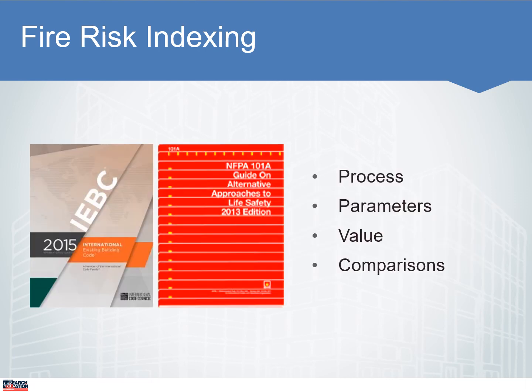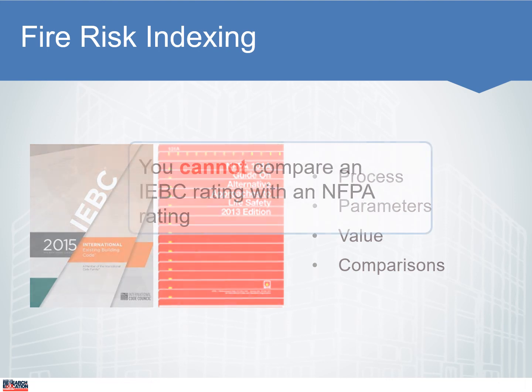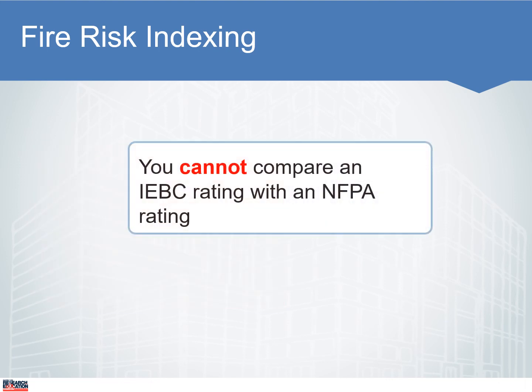The fire risk indexing process parameters and values are available in IEBC Chapter 14 under Performance Compliance Methods and NFPA 101A as a fire safety evaluation system. Both are established and tested methods that provide a relative ranking or scoring for each safeguard or each parameter. Credible comparisons can be made between buildings within each system, however. Credible comparisons cannot be made using the different systems. For example, comparing buildings using either the IEBC or NFPA, but mixing the two will not provide helpful or consistent results.